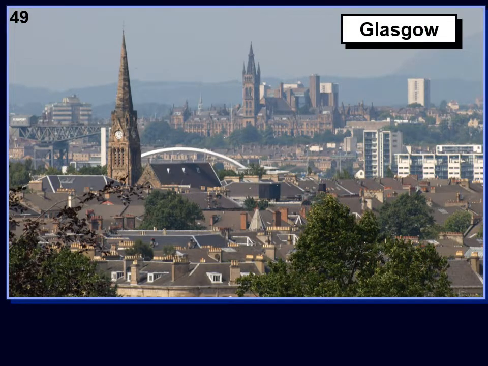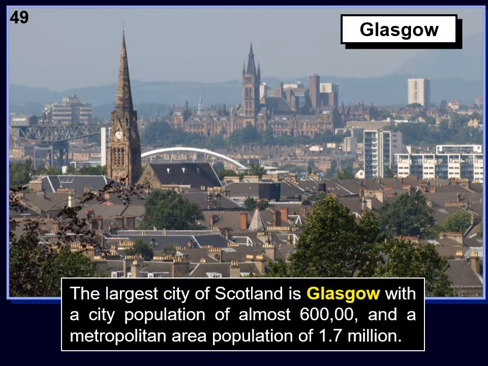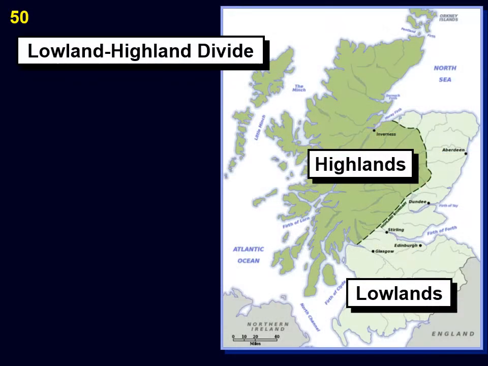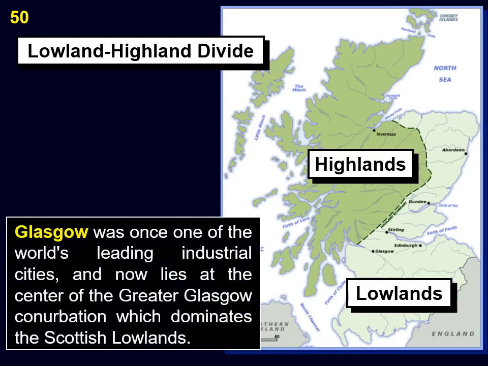The largest city of Scotland is Glasgow with a city population of almost 600,000, and a metropolitan area population of 1.7 million. Glasgow was once one of the world's leading industrial cities, and now lies at the centre of the Greater Glasgow conurbation which dominates the Scottish lowlands.